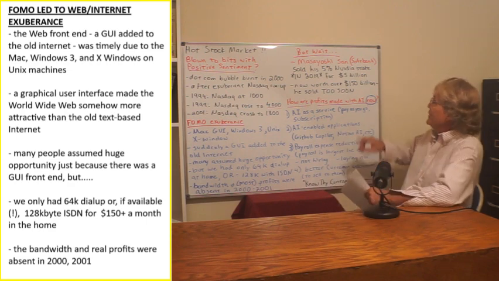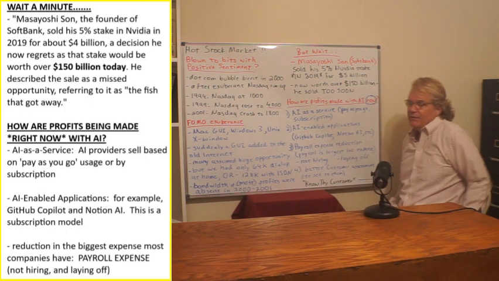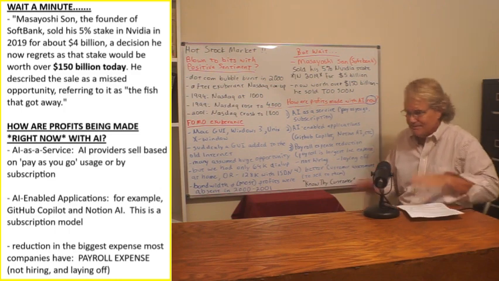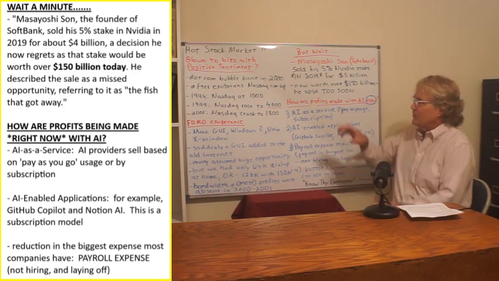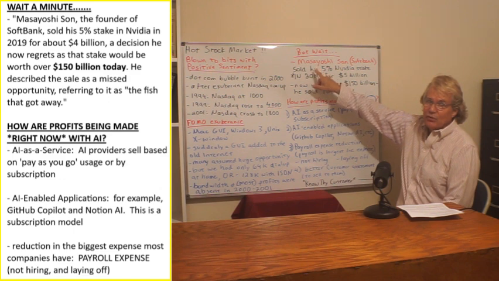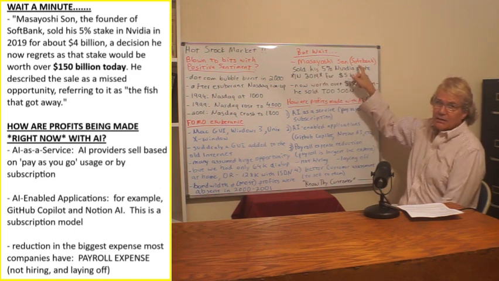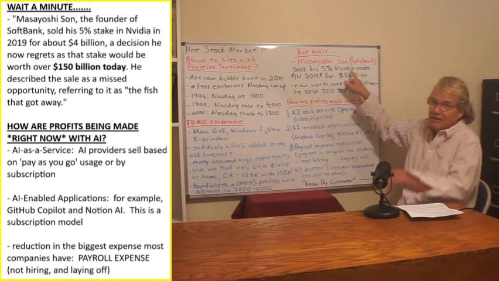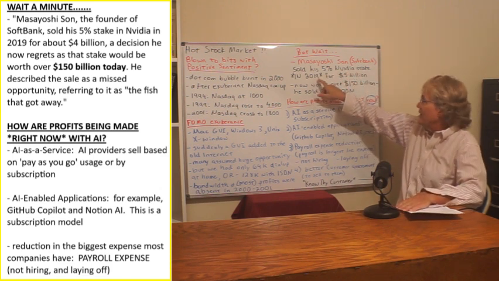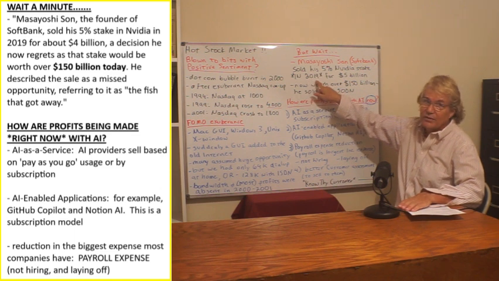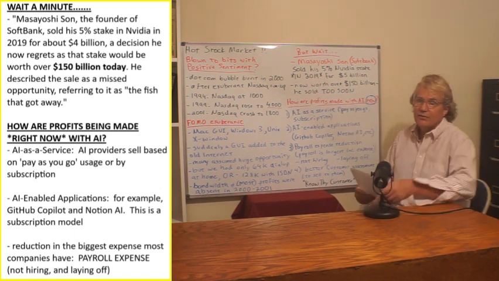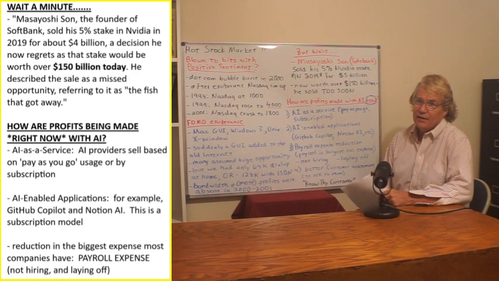So what are those? Okay. Well, first, here's a slight detour, a story about a guy who sold at the wrong time. Masayoshi Son, who started SoftBank, owned 5% of NVIDIA. He sold his whole stake in 2019. He sold the entire thing for $5 billion, which, if you think about it, in 2019, okay, he did well.